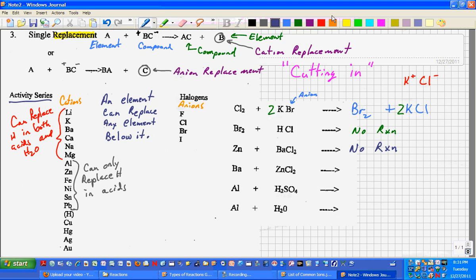Let's take a look at this next one. I've got barium reacting with zinc chloride. In this case, we just took a look at this. Barium's up here, zinc is down here. Zinc is below barium. Zinc will get replaced, so zinc is going to wind up on its own, and then we form barium chloride, which is going to be BaCl2.